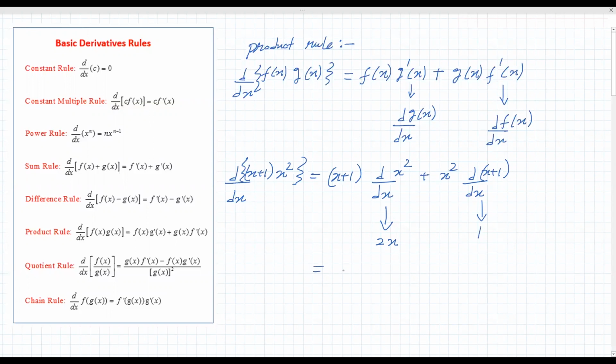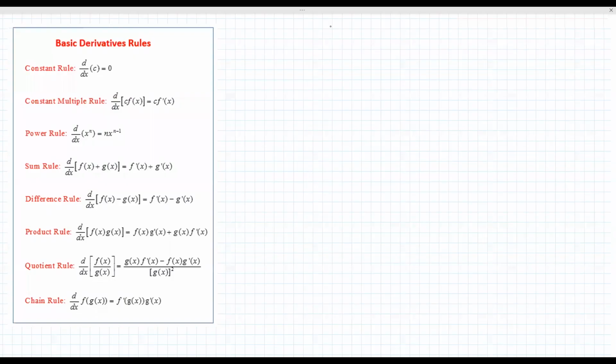Then you can collect these terms and give the final answer as this. If you want to further simplify, here it is going to be 2x squared with 1x squared. It's going to be 3x squared plus 2x as the answer. If you want to get the common factor x out, then it's going to be 3x plus 2. So that would be the answer to that question.